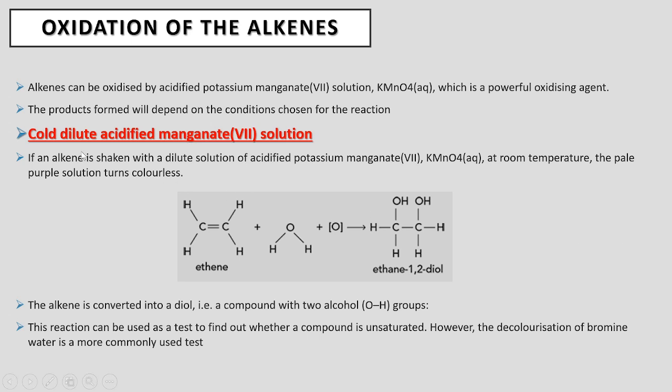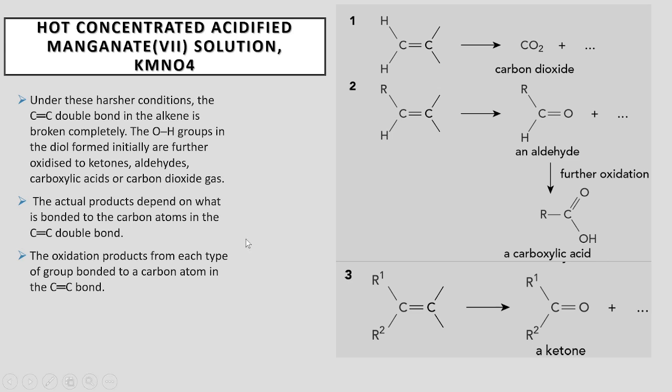Oxidation of alkenes. There are two ways, using acidified permanganate solution. The first: when cold dilute acidified permanganate solution is added to ethene along with water, diols are formed. But if we add hot concentrated permanganate, then for an ethene-like compound, carbon dioxide forms on both sides. If one carbon is attached to one carbon atom or one methyl group, an aldehyde is formed, which is further oxidized into a carboxylic acid.